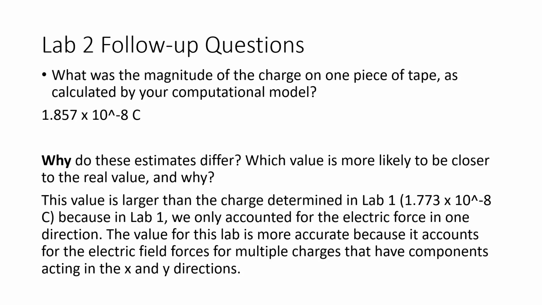The magnitude of the charge on one piece of tape from this computational model, as shown earlier, is 1.857 times 10 to the negative 8th coulombs. The reason why the estimations differ between Lab 1 and Lab 2, and why the value from this lab is likely to be closer to the real value, is that we only accounted for the electric force in a single direction in the model that we created in Lab 1, which is just the y component of the vector.